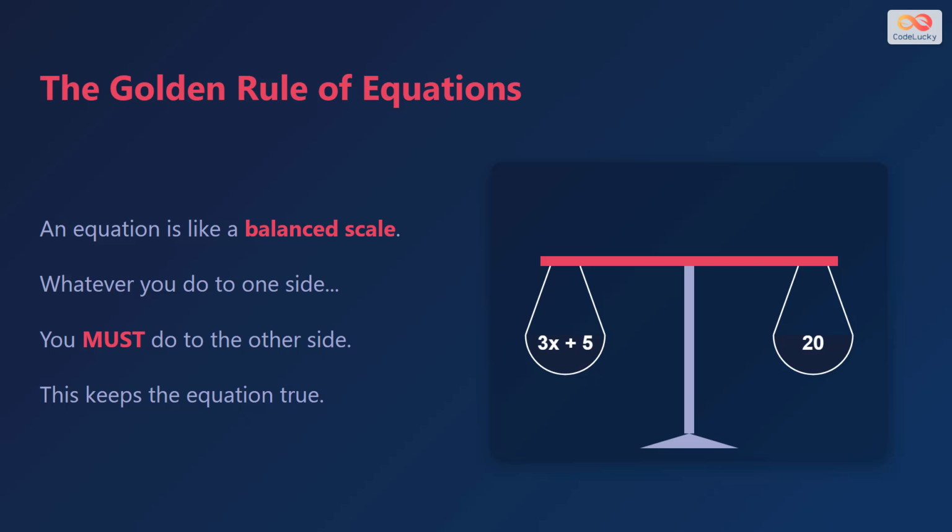Think of an equation like a balanced scale. The golden rule is simple. Whatever you do to one side of the equation, you must do to the other side. This keeps everything in perfect balance.